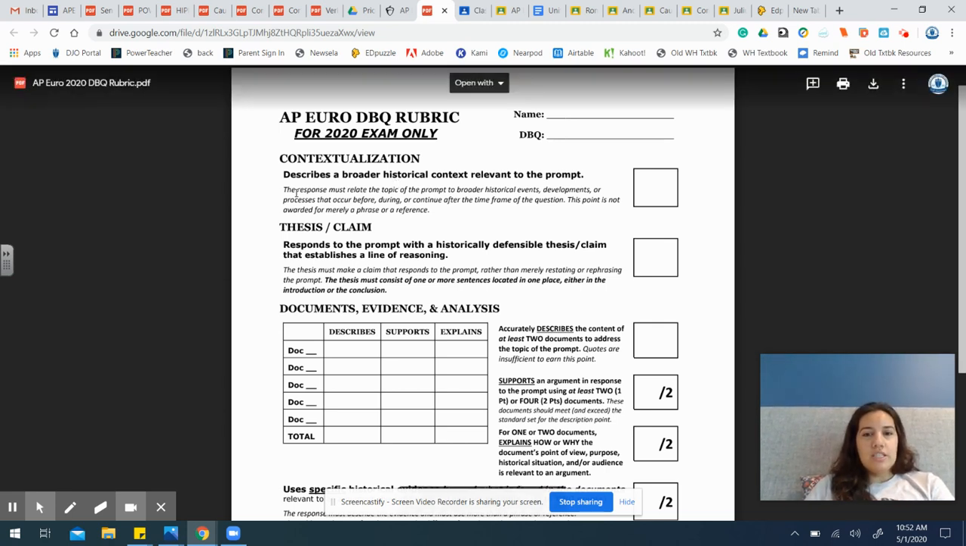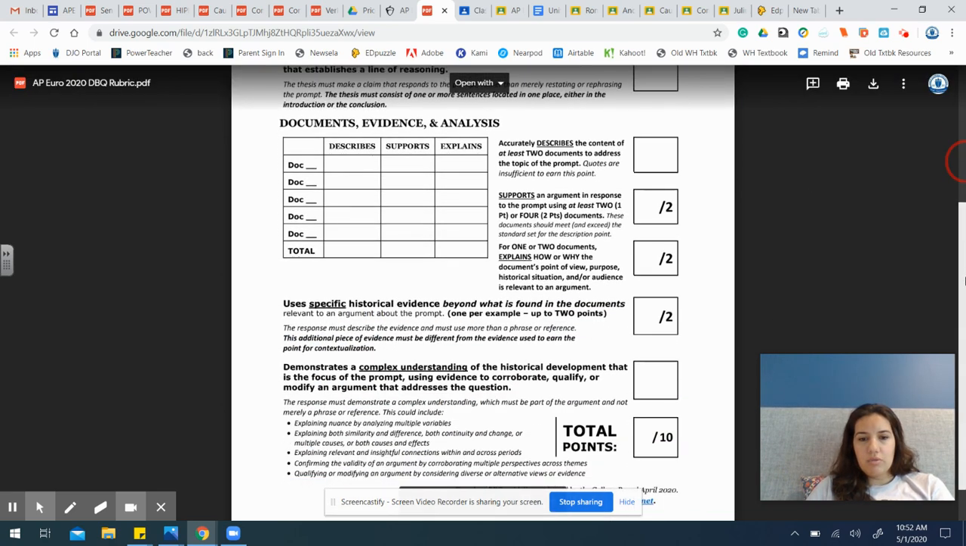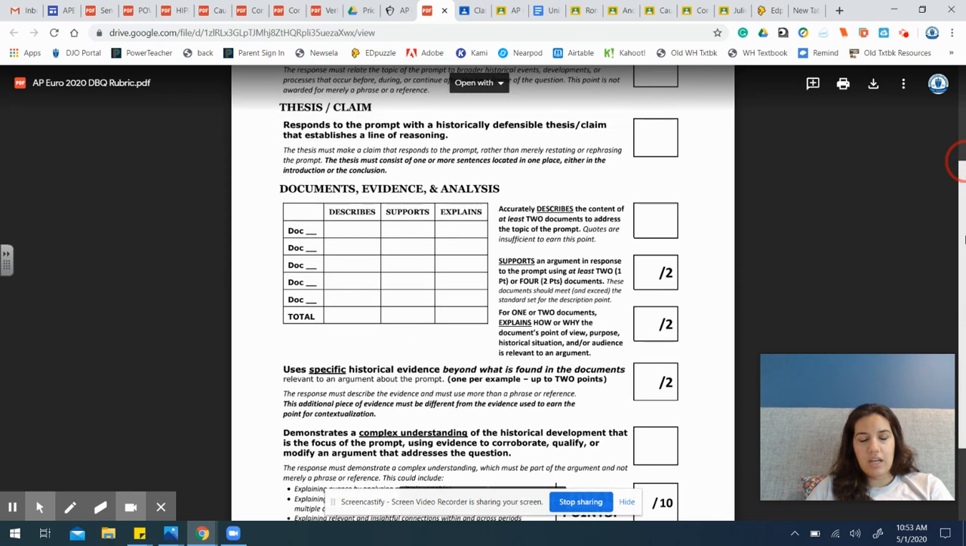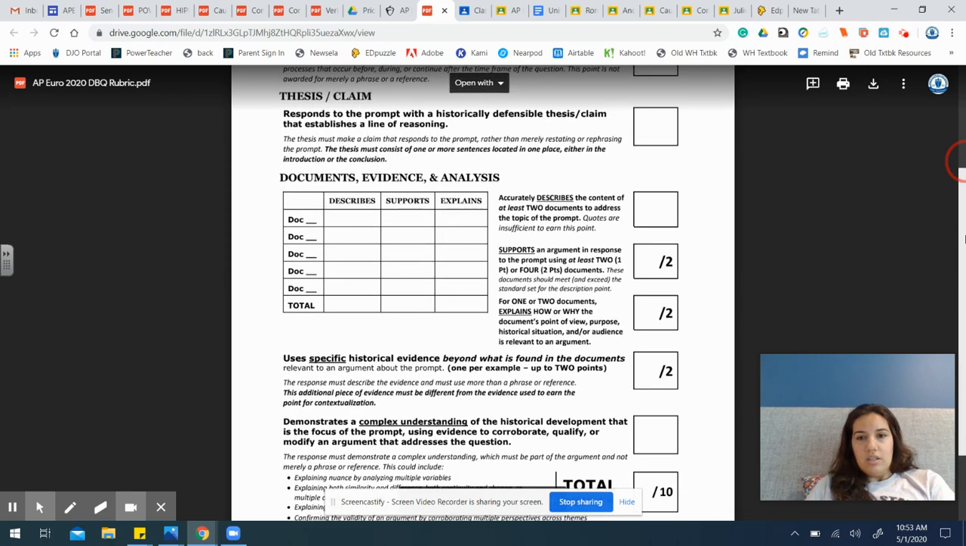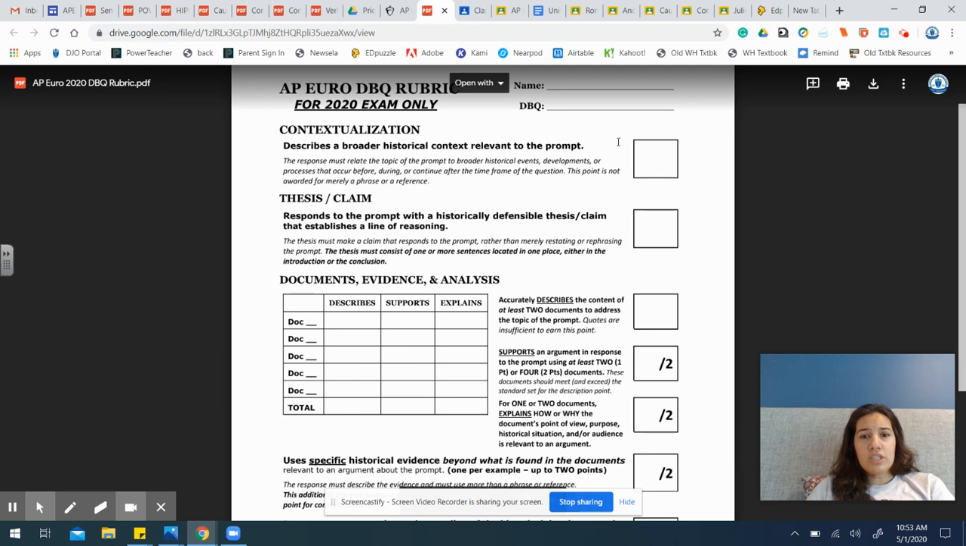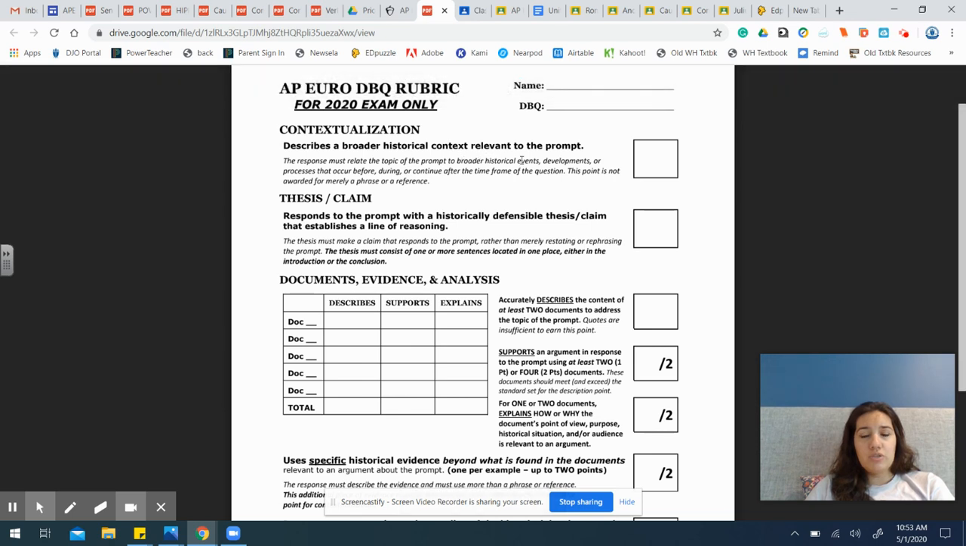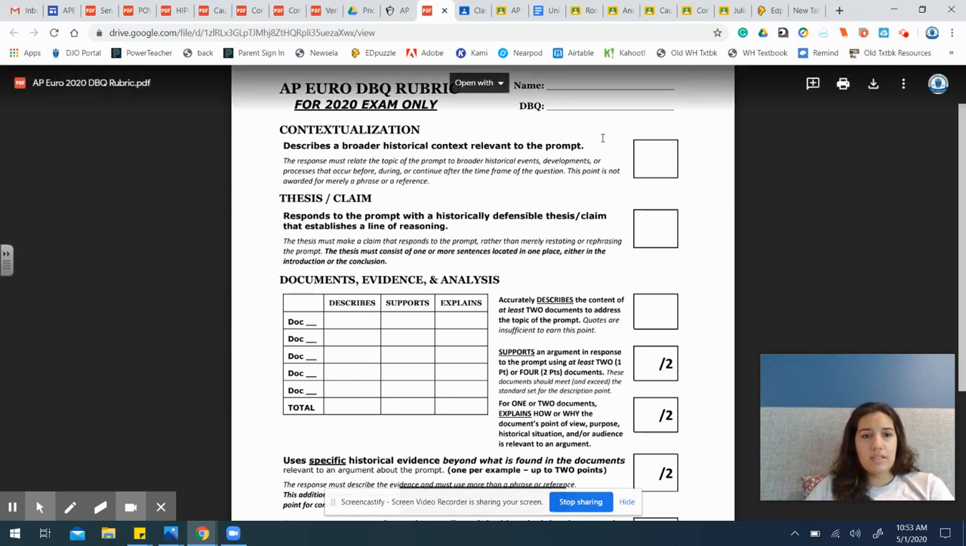As you can see, contextualization is a point on the rubric. The total points will be 10. That's how they're doing it, out of 10. The contextualization is a single point. The response must relate the topic of the prompt to broader historical events, developments, or processes that occur before, during, or continue after the time frame of the question. This point is not awarded for merely a phrase or reference.